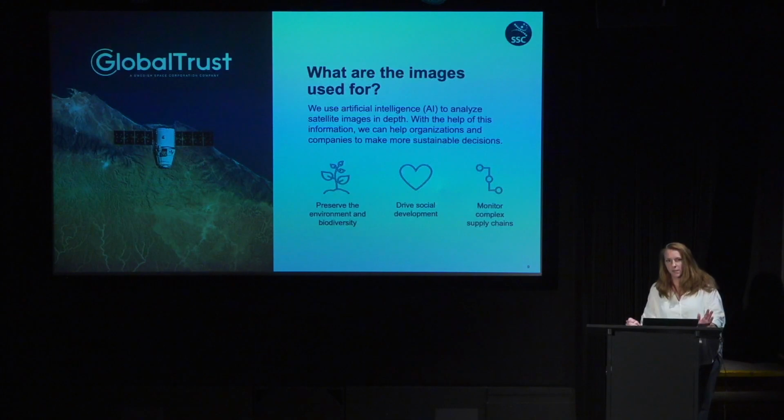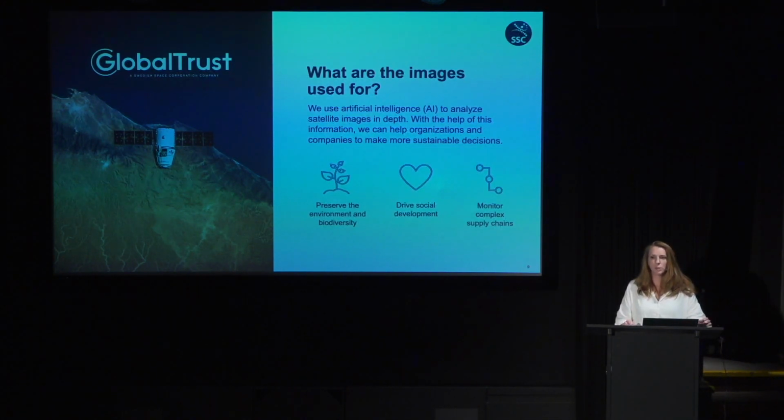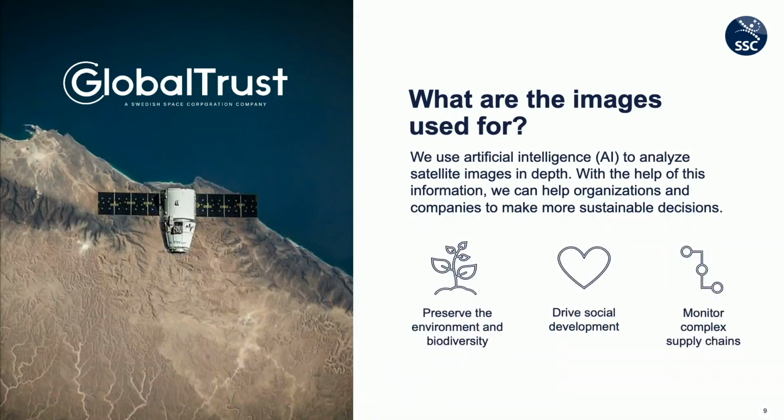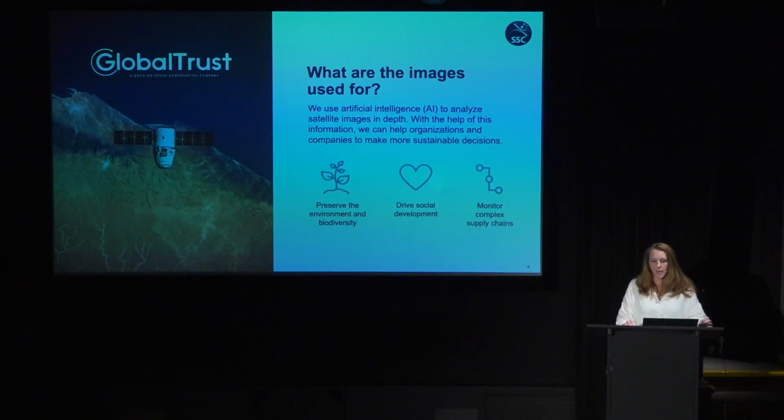So I'm going to tell you a bit about, as an example, what we do at SSE when it comes to services based on Earth observation data, and how we use AI for this. We use AI to analyze satellite images and to analyze them in depth, so on a very detailed level. And when we use this information in the right way, we can help organizations to make their decisions in a sustainable way, or to make sure that they perform their business in a sustainable way.